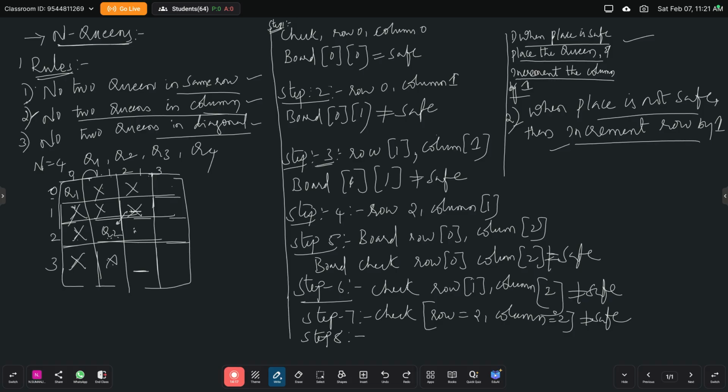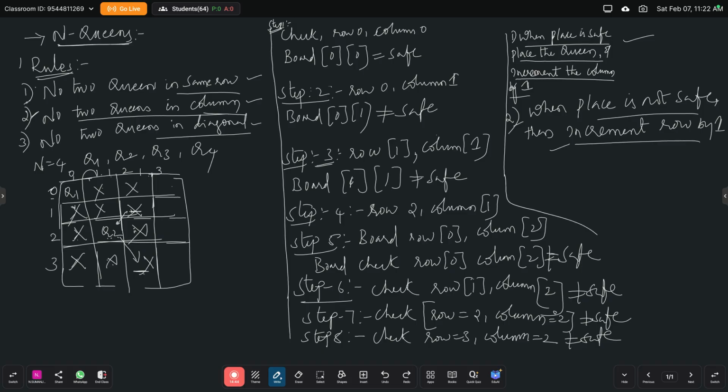Step 8, again check whether the place is safe or not. What is that place? Row equals 3, column equals 2. Means this place. Is it safe? No, it is also not safe. Why not safe? If you place a queen here, it forms a diagonal to this. So this is also not safe.